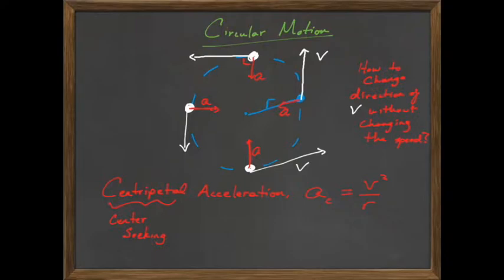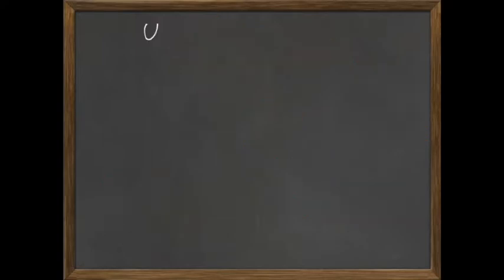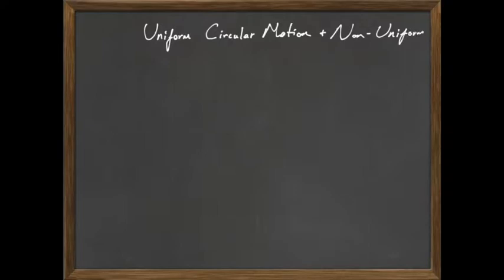Now, I mentioned that the speed was constant, and that's not always going to be the case. So let's look at an example of that. To separate the two ideas of either moving at constant speed or not, we refer to those as either uniform circular motion or non-uniform circular motion. The term uniform represents constant speed, and non-uniform represents changing speed.